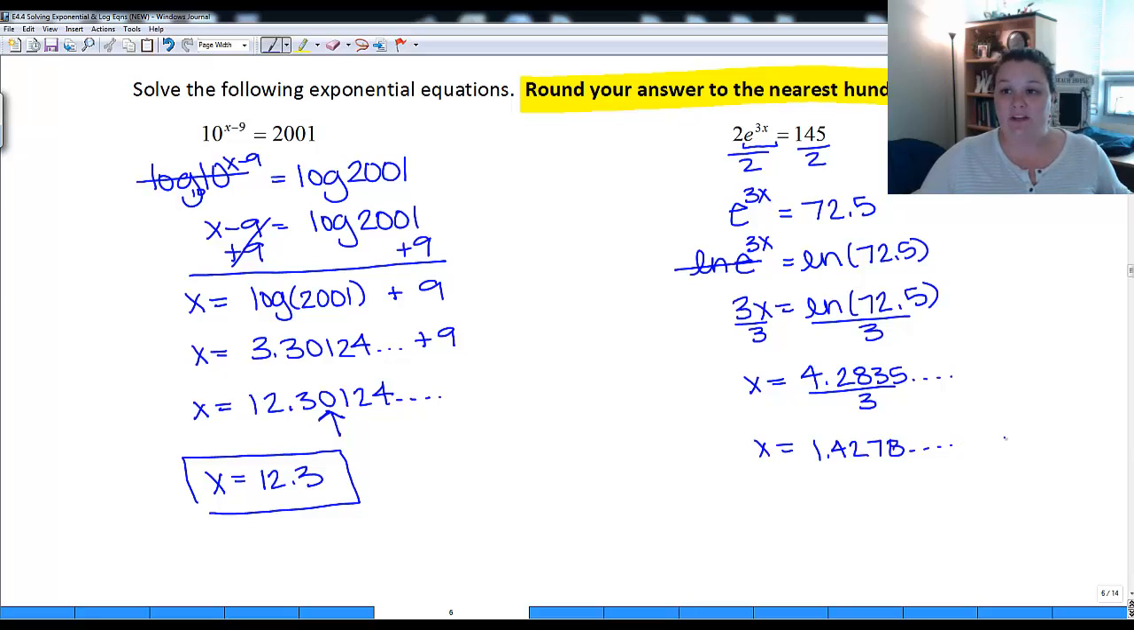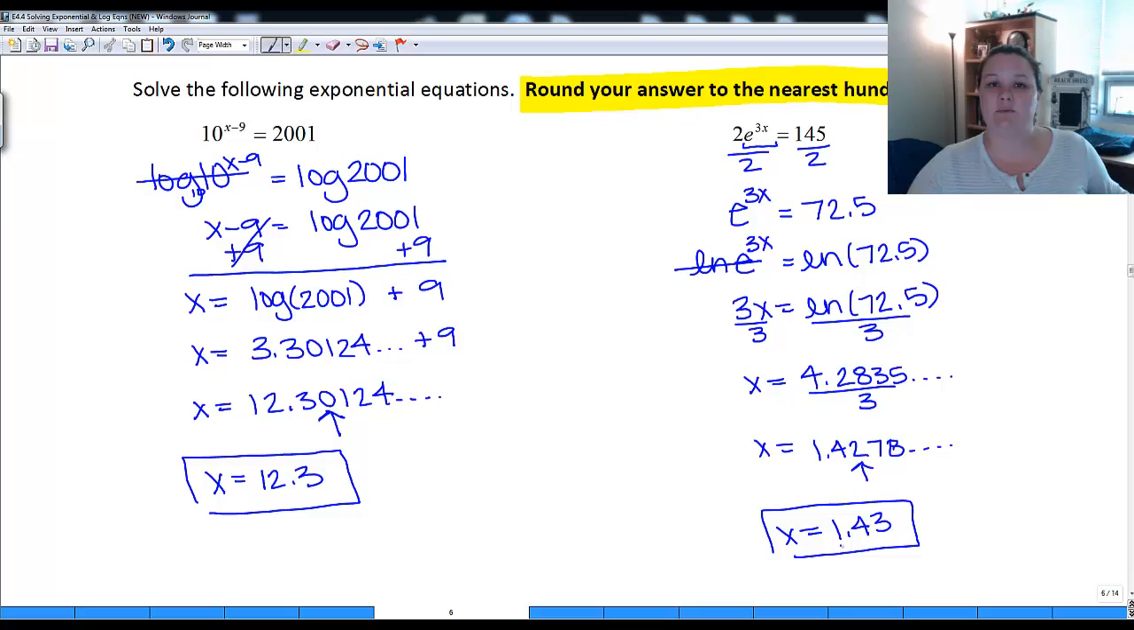And then again, we're rounding our answer to the nearest hundredth. So the nearest hundredth here is the place that has the 2 in it. Because there's a 7 behind it, I'm going to go ahead and round this up to 1.43. Again, because we're dealing with exponentials, I don't have to check my solution. I can just leave it like that.